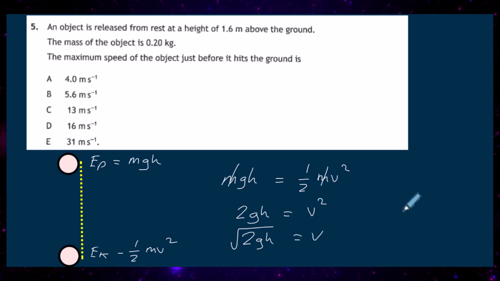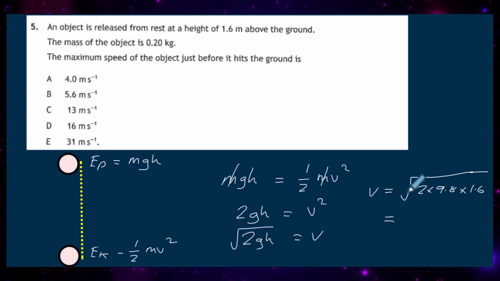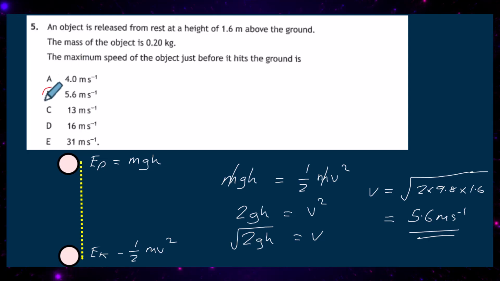So all we have to do is plug in the numbers and find out what v is. v is going to equal the square root of 2 times 9.8, that's acceleration due to gravity, times the height which the object was dropped from, which is 1.6 metres. And we take the square root of that, and we end up with the value of the speed v to be equal to 5.6 metres per second, to two significant figures. So the response for that is 5.6 metres per second, and it's going to be B.